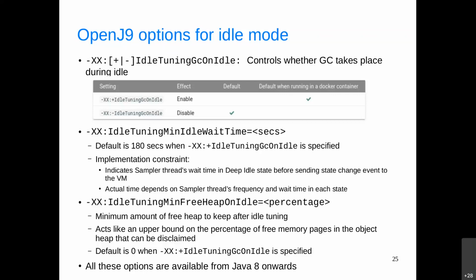And then the last option is idle tuning min free heap on idle, which determines the minimum amount of free heap that the JVM should maintain after it has performed the idle tuning. So it's like an upper bound on the percentage of free memory pages in the heap that can be reclaimed. And all of these options are available from Java 8 onwards.